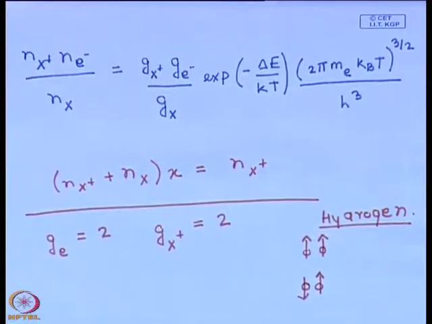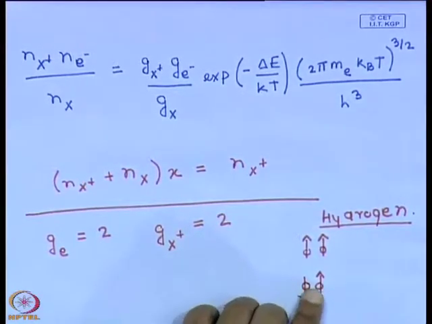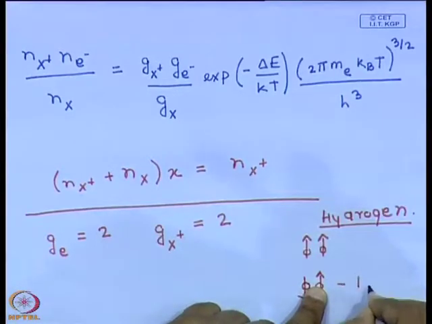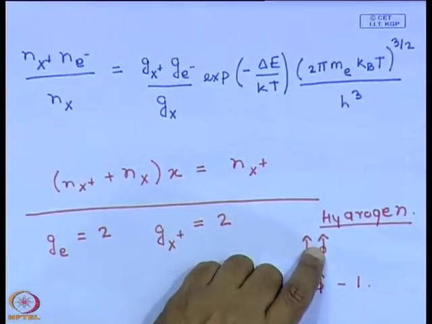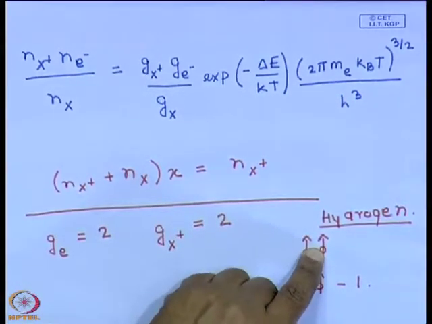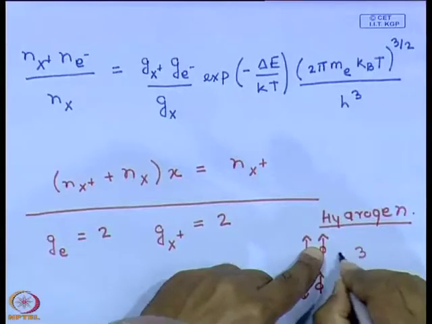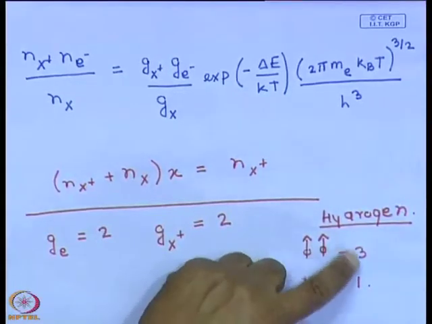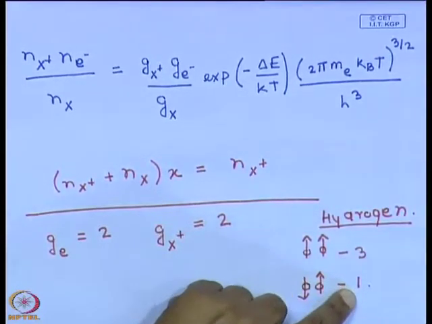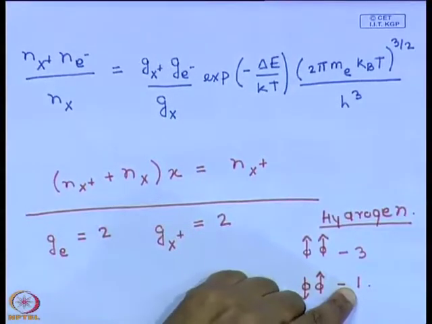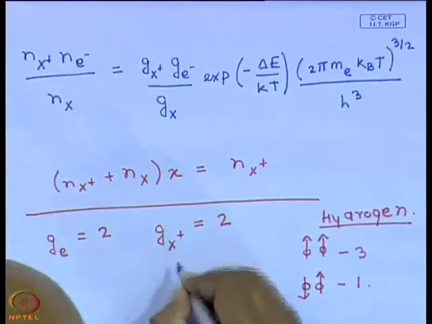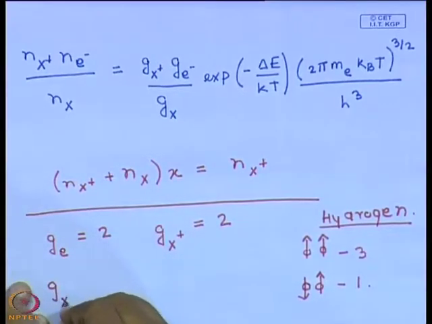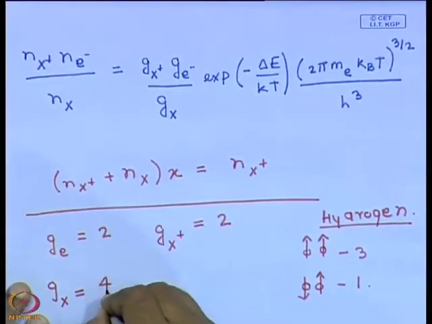Okay. So, this one has a total spin of 0, so it has only one state. This has a total spin of 1, it is a triplet. So, there are 3 possible states. So, totally there are 4 possible states for the ground state of neutral hydrogen. Okay. So, for the ground state of neutral hydrogen, G x is equal to 4.